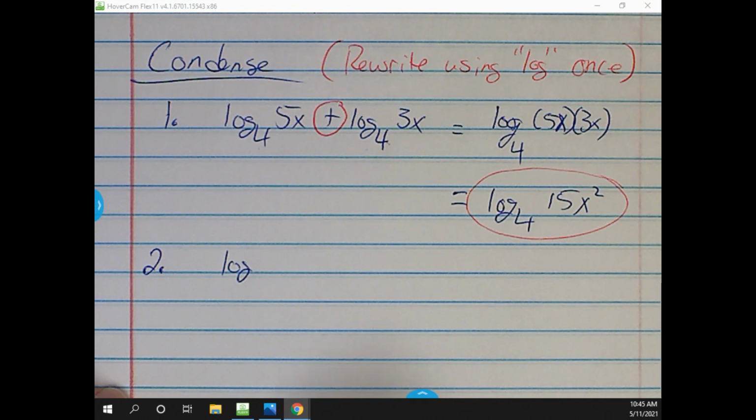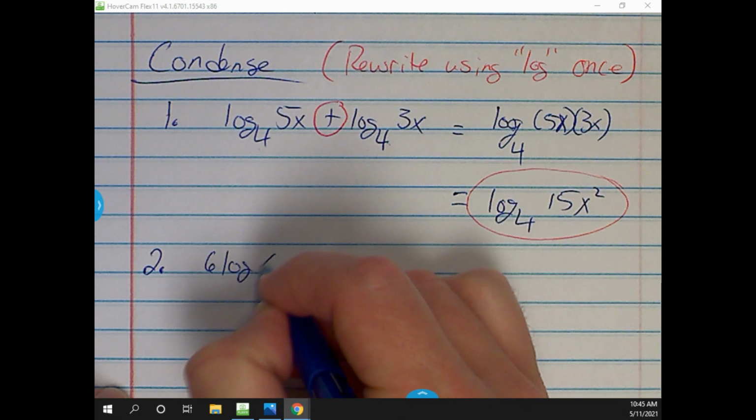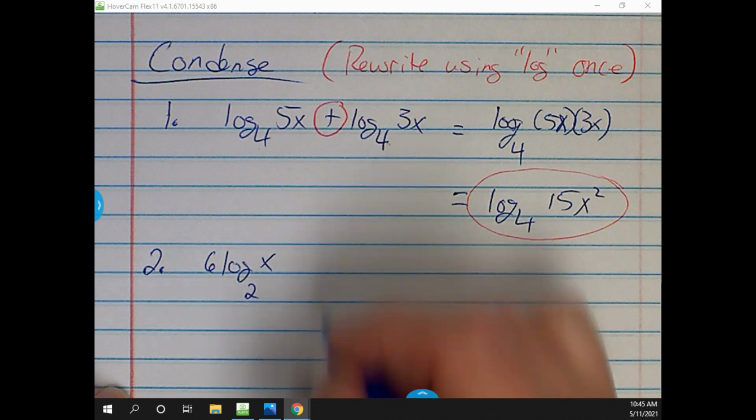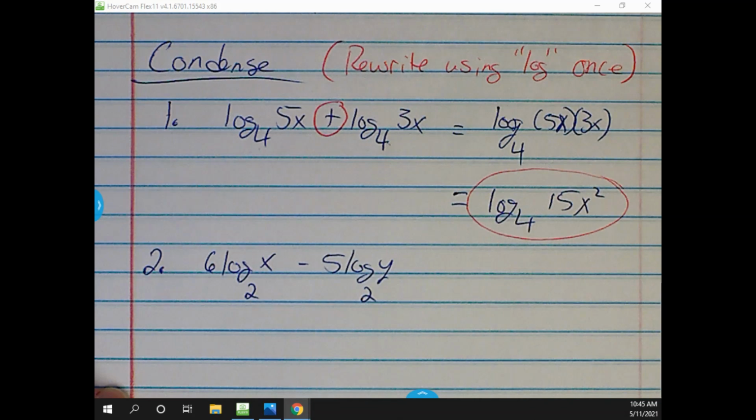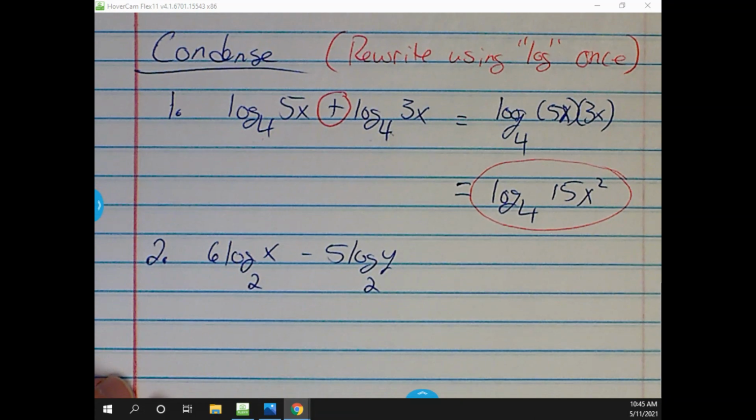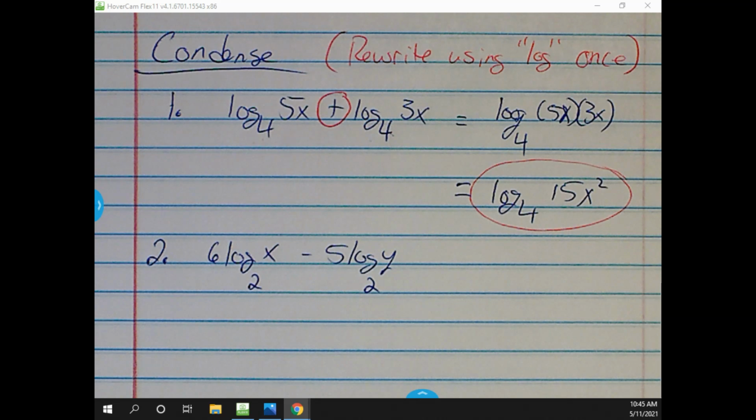All right, for the next one, let's go with 6 times the log of x base 2 minus 5 times the log of y base 2. Okay, and this one's kind of like order of operations, along those same lines. If you have parentheses, you would do parentheses first. We don't have any parentheses in this case, so we don't do that one. Next thing is you would go back and do your exponents.